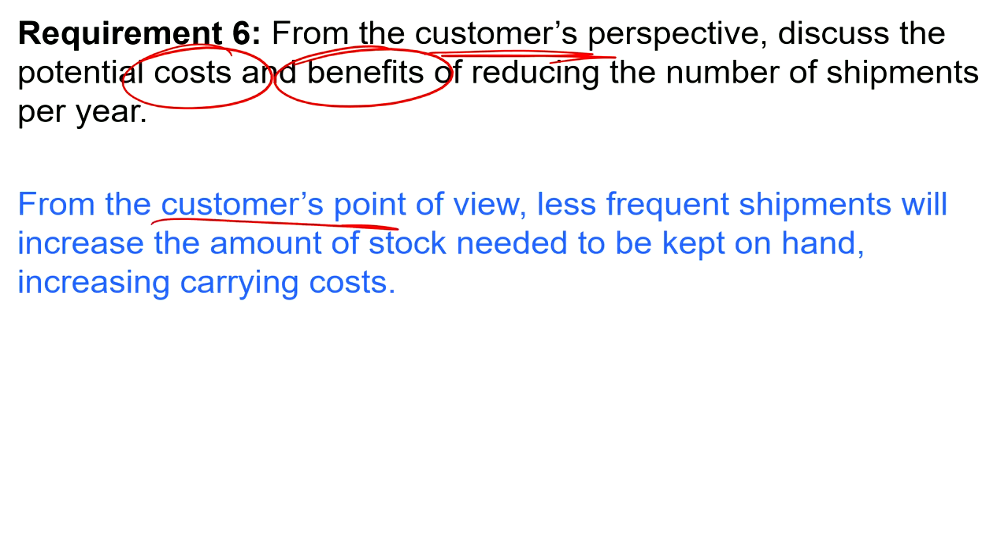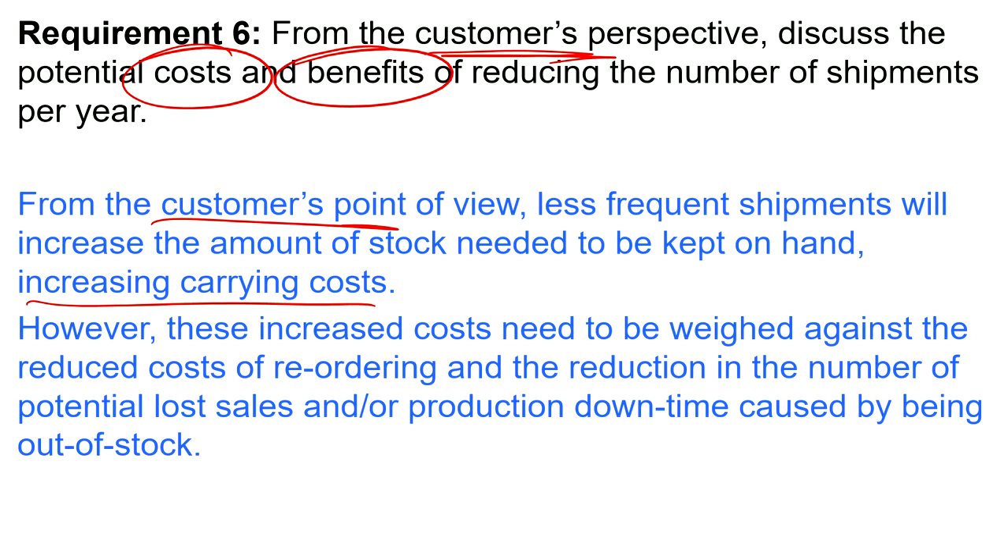Less frequent shipments will increase the amount of stock needed to be kept on hand, increasing carrying cost. Okay, so this is the cost of this. They're going to have to increase the amount of warehouse space dedicated to these products, whatever the case may be.